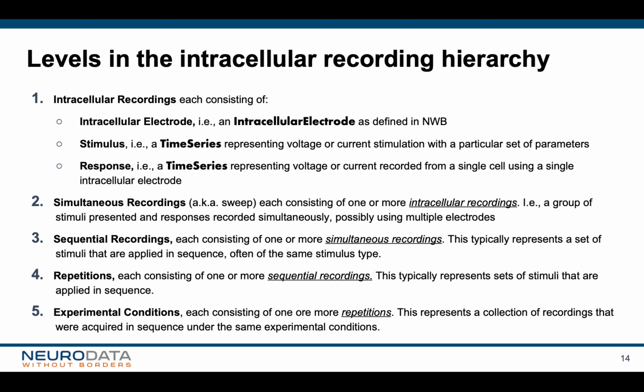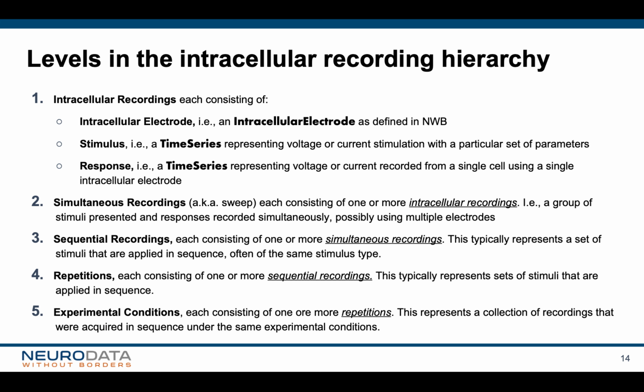We then have the concept of sequential recordings, each consisting of one or more simultaneous recordings. This is typically used to represent a set of stimuli that are applied in sequence, often of the same stimulus type. Next, we have repetitions, each of which consists of more sequential recordings. This typically represents sets of stimuli that are applied in sequence as part of an experiment. And then finally, we have the experimental conditions, each consisting of one or more repetitions. This represents a collection of recordings that were acquired in sequence under the same experimental conditions.